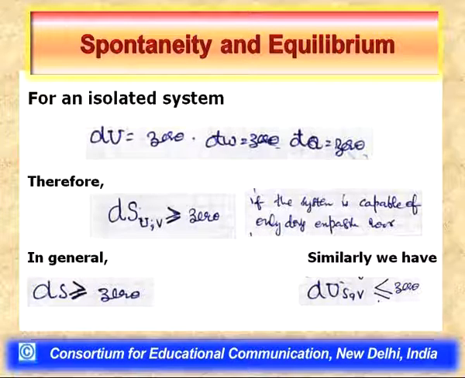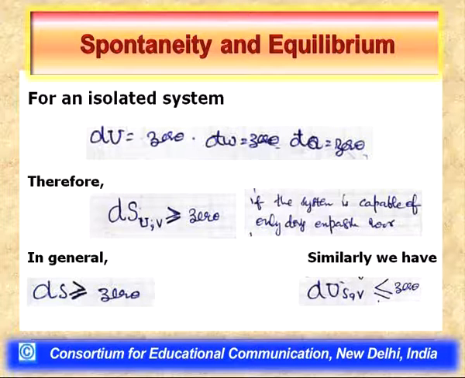First criteria we are trying to develop. For an isolated system, du equal to 0. Because the system is isolated, it does not interact with its surrounding. Whatever the energy is present within the system will remain conserved. So, energy of the system will remain conserved means du equal to 0. Since there is no heat exchange with the surrounding, dq equal to 0. Since there is no work done by the system on the system, then dw also equal to 0.